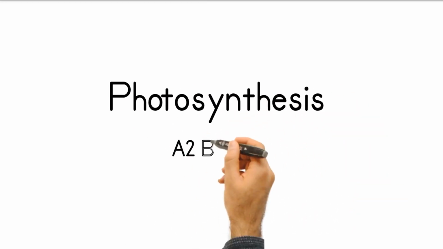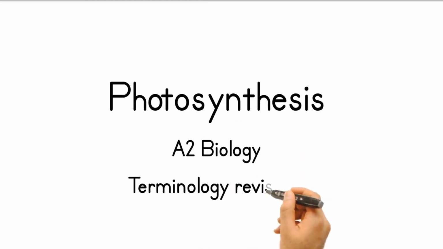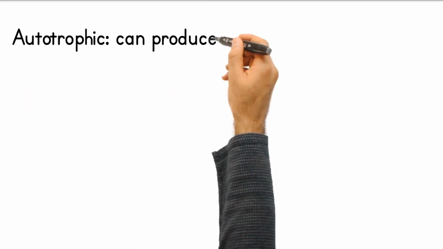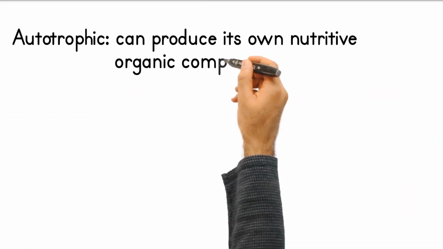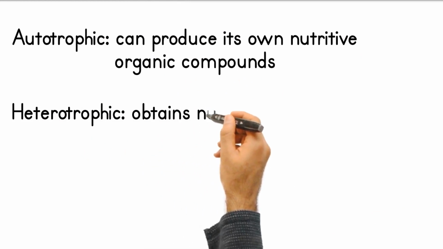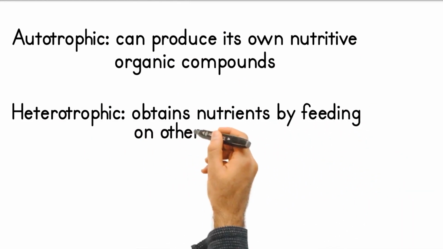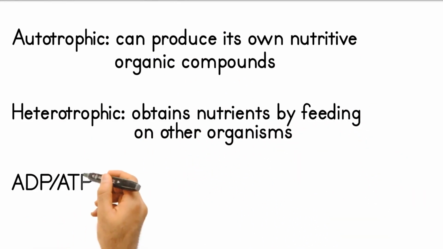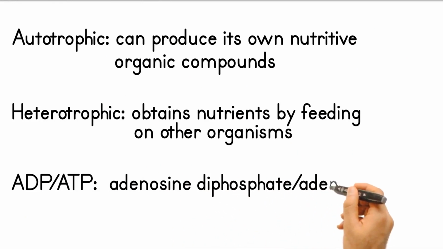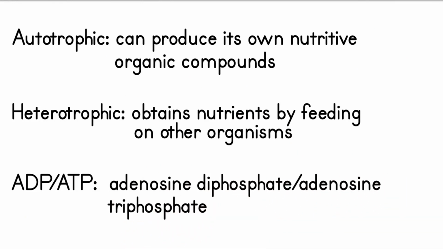Photosynthesis. A2 Biology. Terminology revision. Autotrophic, can produce its own nutritive organic compounds. Heterotrophic, obtains nutrients by feeding on other organisms. ADP, ATP, adenosine diphosphate, adenosine triphosphate.